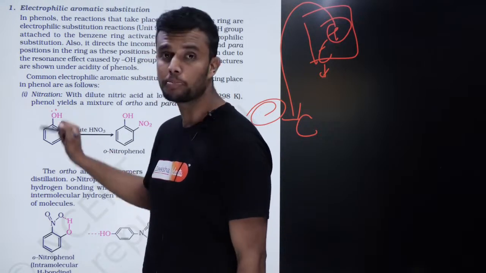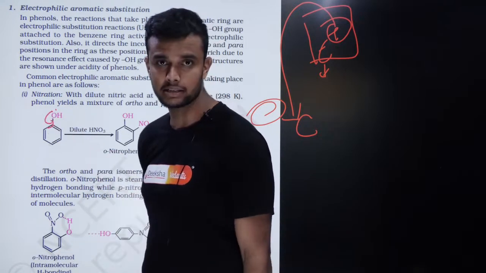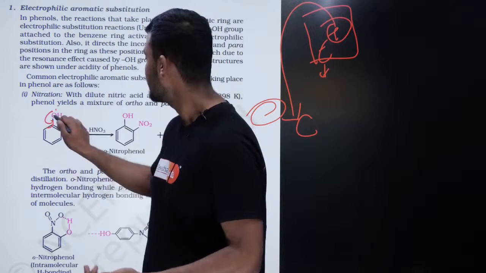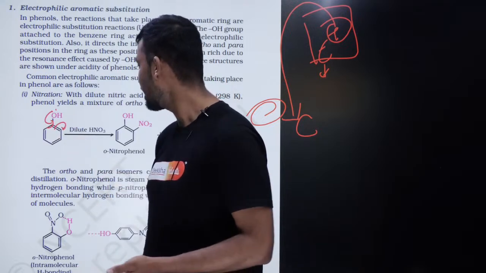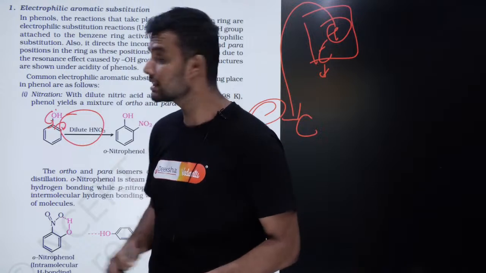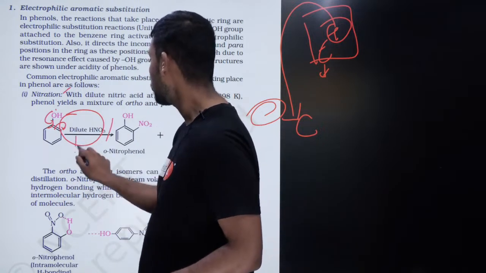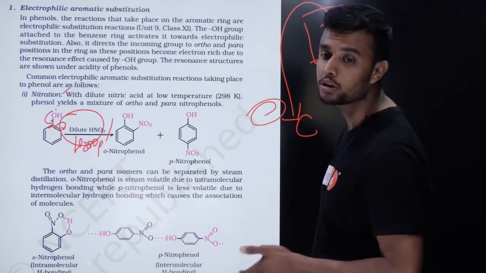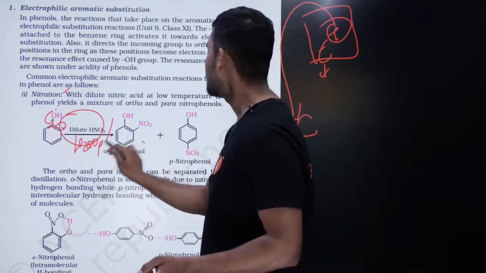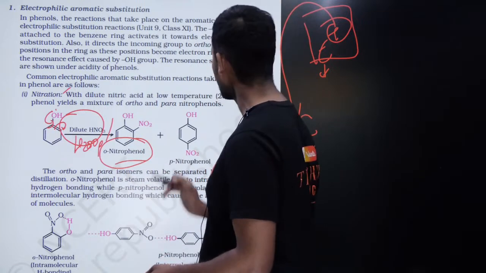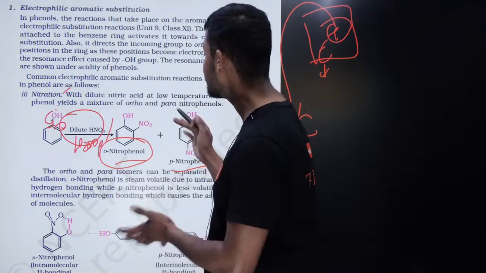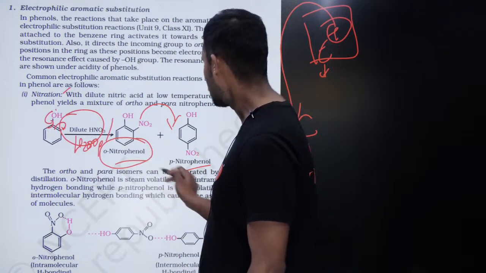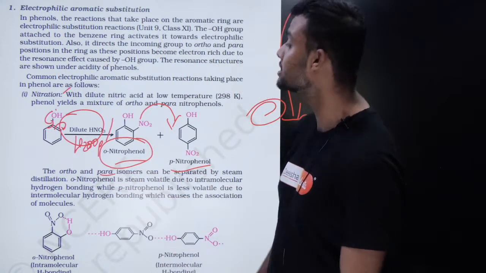The lone pair present in oxygen participates in resonance. This bond is moved towards this. Similarly, nitration: here H2SO4 is missing. Whenever phenol undergoes reaction in the presence of dilute HNO3 and dilute H2SO4, we form two nitrophenols, ortho-nitrophenol and para-nitrophenol, and we can easily separate these ortho and para isomers by using steam distillation.